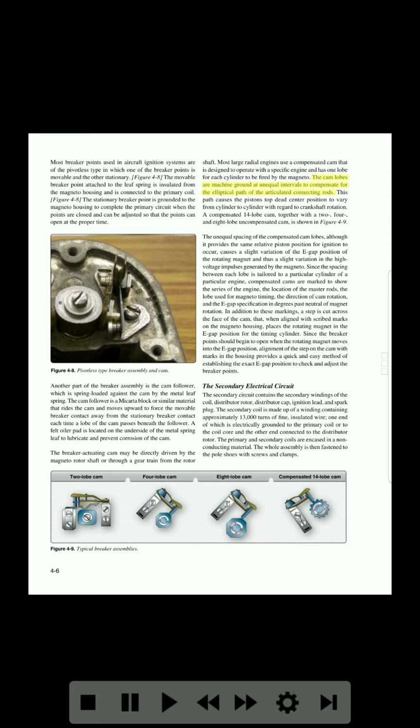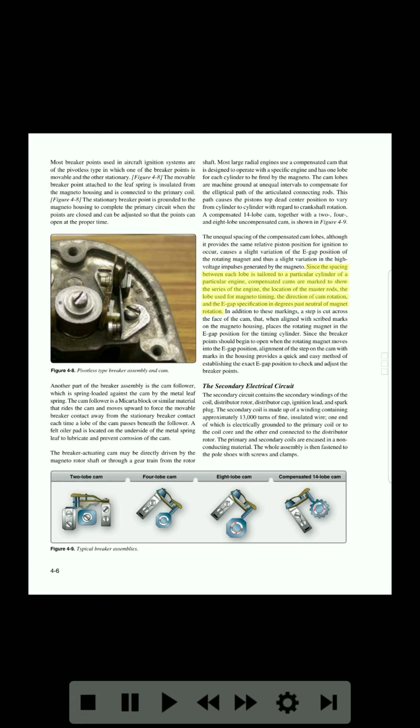The cam lobes are machine ground at unequal intervals to compensate for the elliptical path of the articulated connecting rods. This path causes the piston's top dead center position to vary from cylinder to cylinder with regard to crankshaft rotation. A compensated 14-lobe cam, together with a 2, 4, and 8-lobe uncompensated cam, is shown in figure 4-9. The unequal spacing of the compensated cam lobes, although it provides the same relative piston position for ignition to occur, causes a slight variation of the E-gap position of the rotating magnet, and thus a slight variation in the E-voltage impulses generated by the magneto.